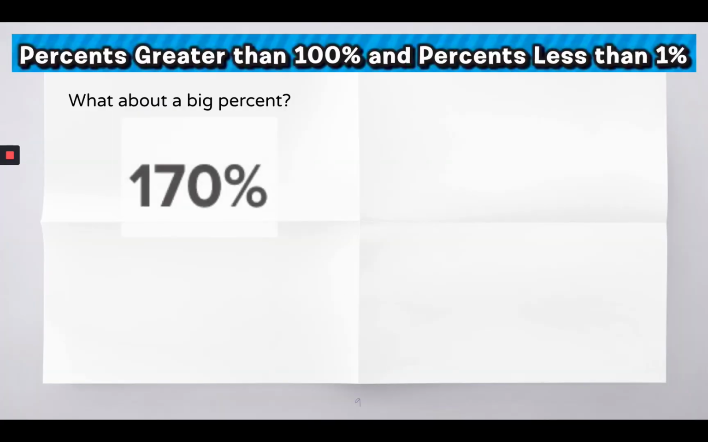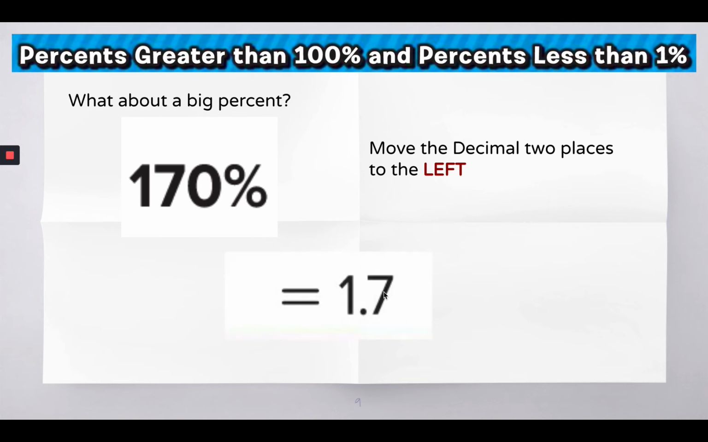Okay. What about a percent bigger than 100? Again, move the decimal 2 places to the left. So there's an imaginary decimal here at the end of the 0. And I'm going to move it over 2, 1, 2, and I'm going to get 1.7. This is a percent, 170, and 1.7 is the decimal.